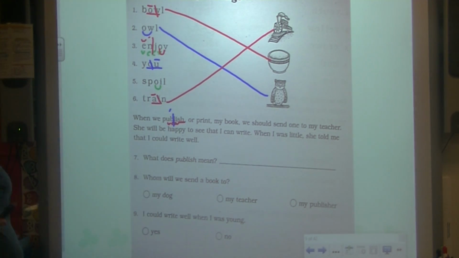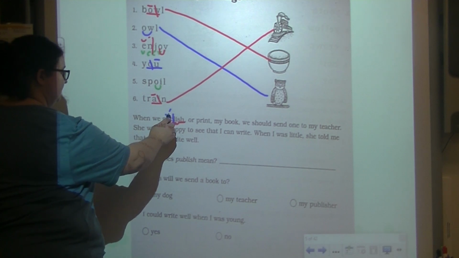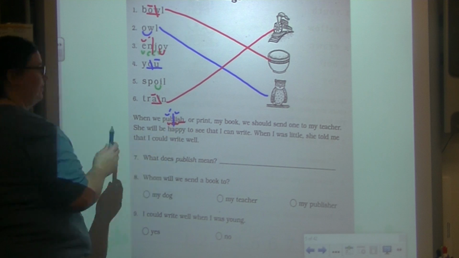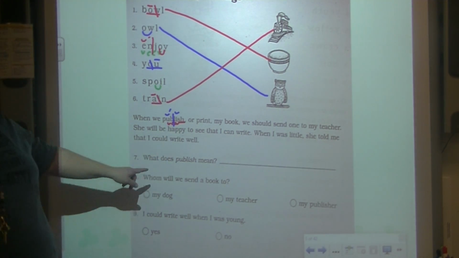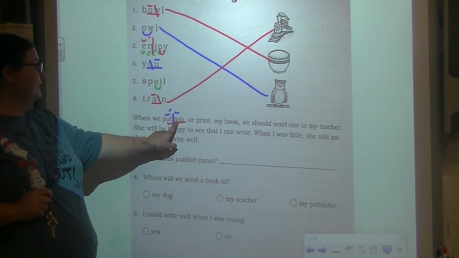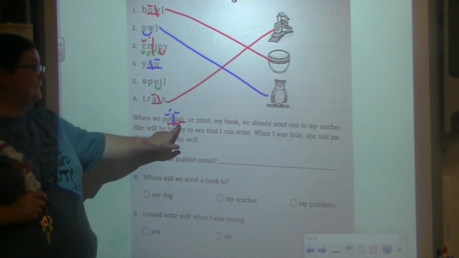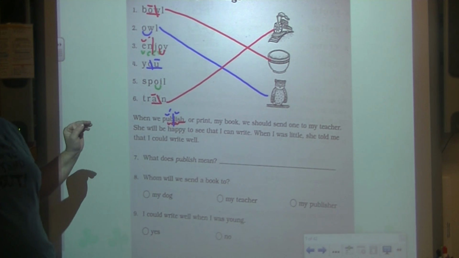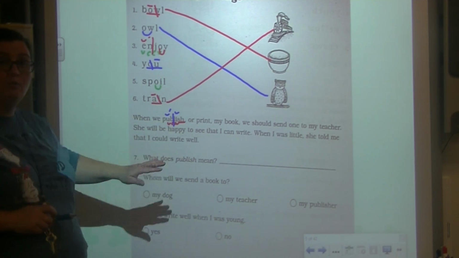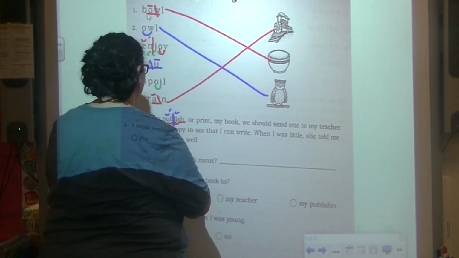Accents here. Alright, my vowel followed by consonant is short. Now I can sound it out. Pub. Pub. Ish. Lish. Publish. What word? Publish. Alright, now if this is too much on here, once I get finished, I can erase that part so I can read the word. Publish.